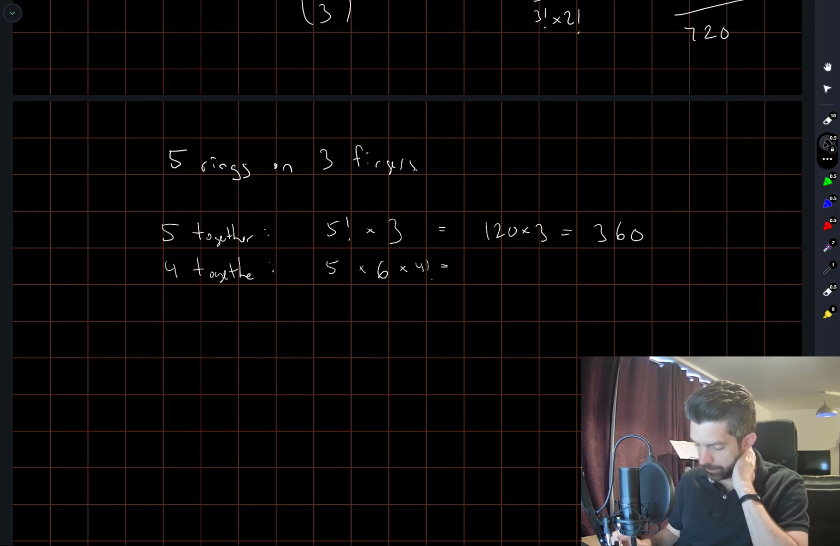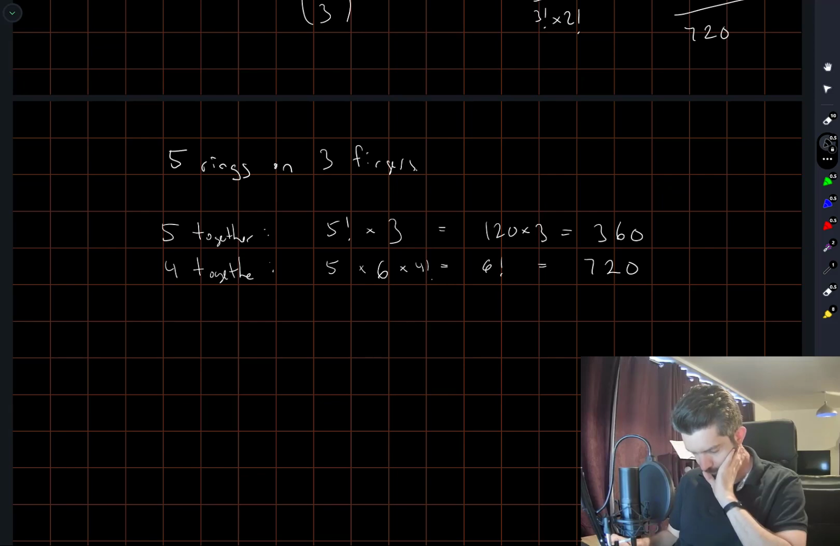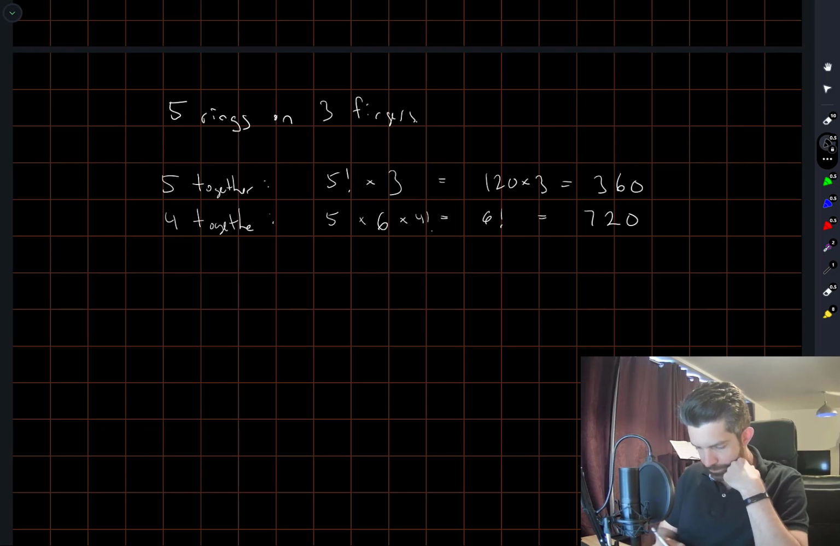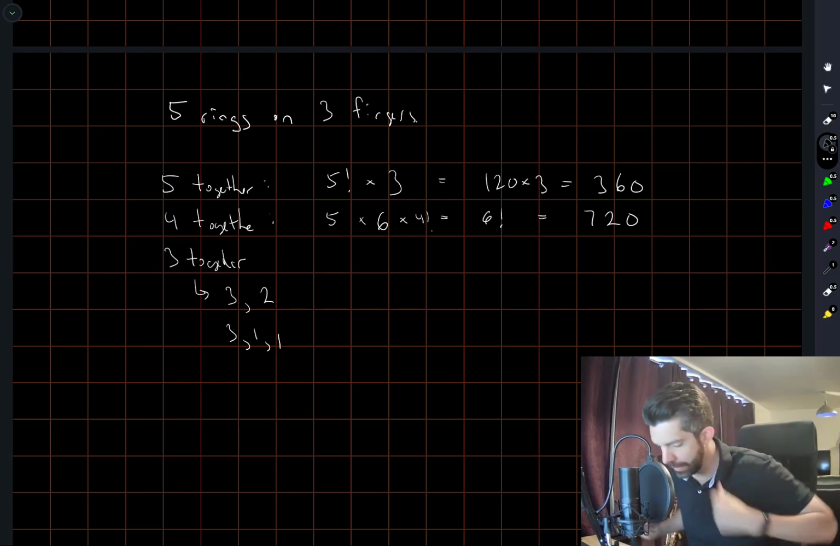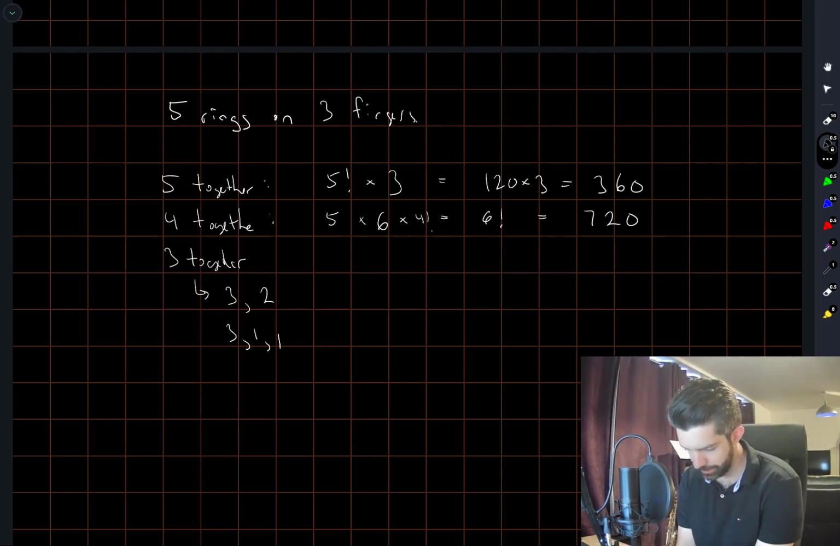This gives us what? This does not give us 360. This gives us 6 factorial, which I believe is equal to 720. Did I do that right? I think so, yeah. And then there's 3 together, which breaks up into 3 and 2, or 3, 1, and 1. Yeah, so now we're getting complicated enough. I'm worried that when we go to 4 fingers, this case-by-case counting is going to get a little bit complicated.